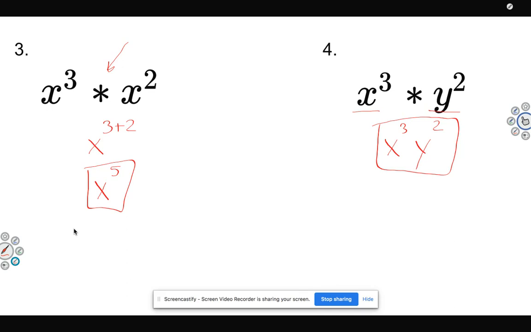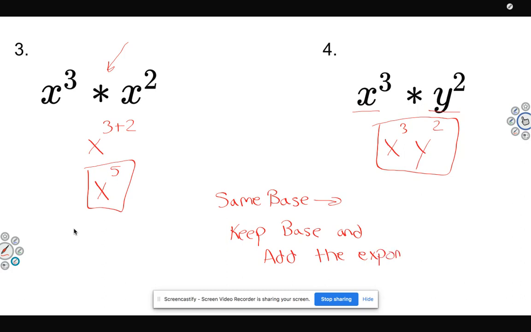But the idea, if we're reviewing, and this is what you're going to need to do that assignment for the lesson, is that if you have the same base, which again, the base is the bigger variable on the bottom, same base means to keep the base and add the exponents. And that will be it for this first part of the lesson.